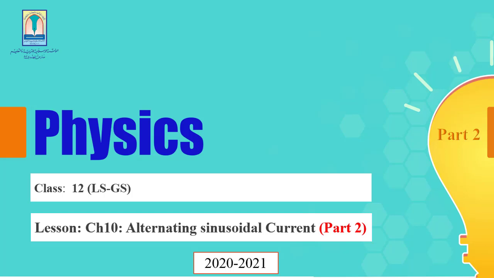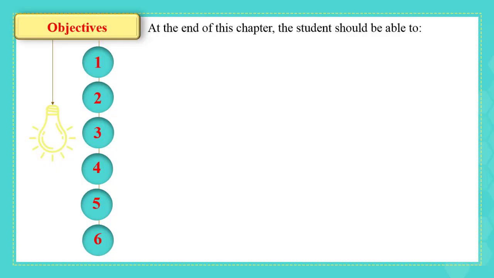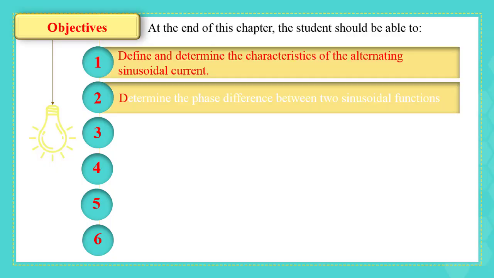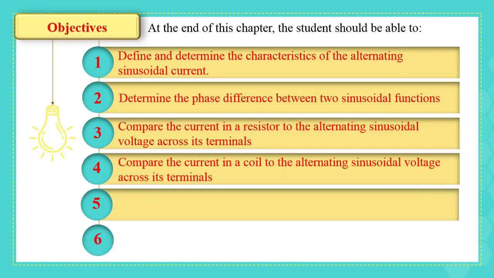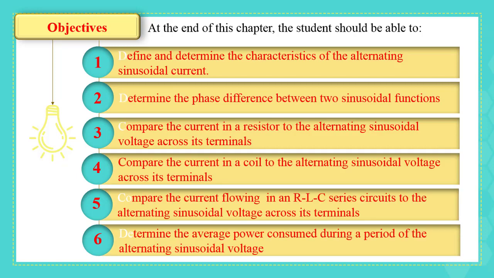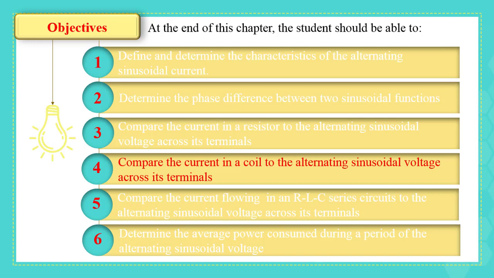This is the second video of part 2 of chapter 10, alternating sinusoidal current. At the end of this video, you should be able to compare the current in a coil to the alternating sinusoidal voltage across its terminals.